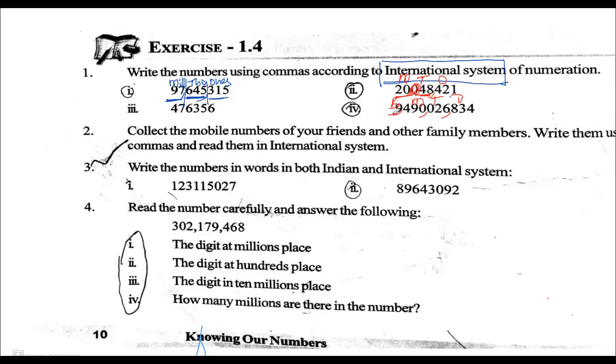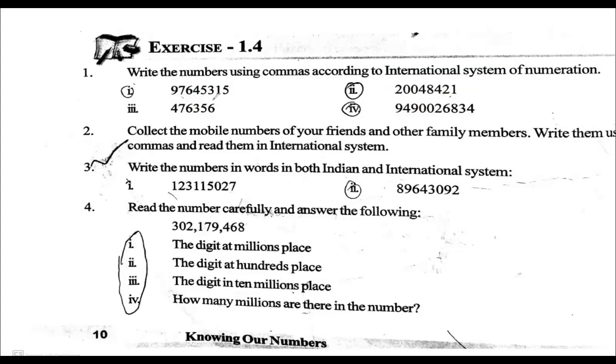How many billions are here? 9 billions, 490 millions, 26,834. Right? This is the way you just give the numbers, using commas according to international system. Just he said, write the numbers using commas.